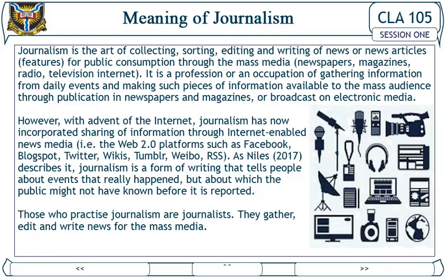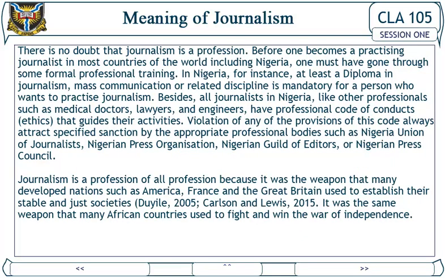Journalism is a form of writing that tells people about events that really happened, but about which the public might not have known before it is reported. Those who practice journalism are journalists. They gather, edit, and write news for the mass media. There is no doubt that journalism is a profession.